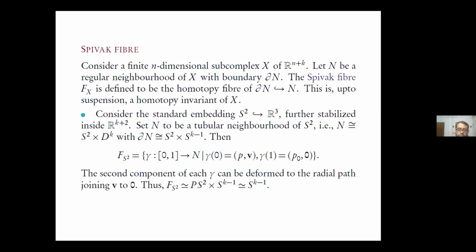This is a simple example, but the point is this can be vastly generalized, and this is exactly what Spivak proved in his thesis. He proved that F_X is a homotopy sphere if and only if X is a Poincare complex. So if you start off with X being a Poincare complex or a Poincare space, then this Spivak fiber is a homotopy sphere. Okay? And this is just a simple instance of that.